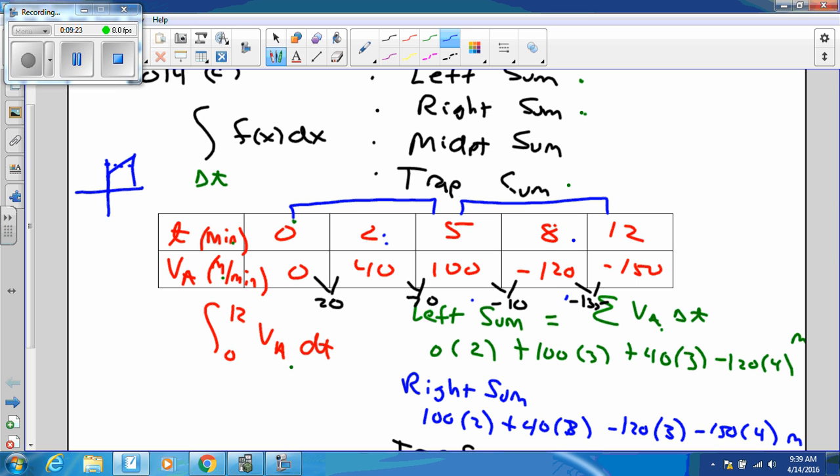If this were 2.5 and 8.5, then I could do a midpoint sum by doing 5 times 40 and 7 times negative 120.